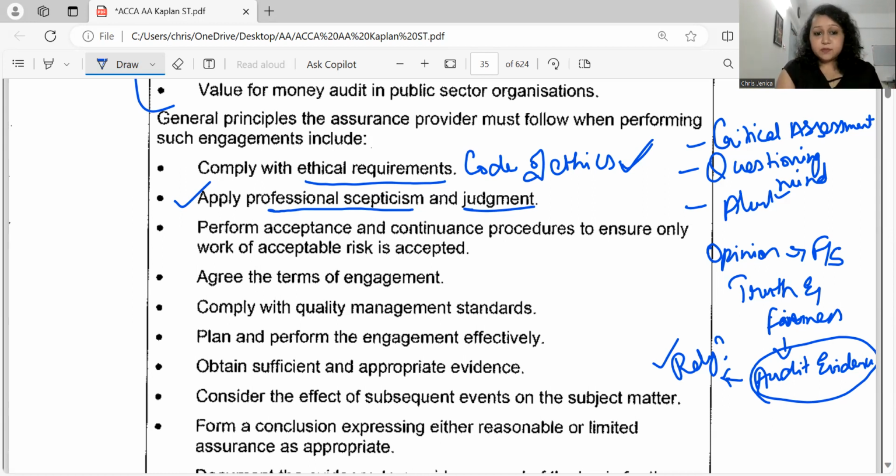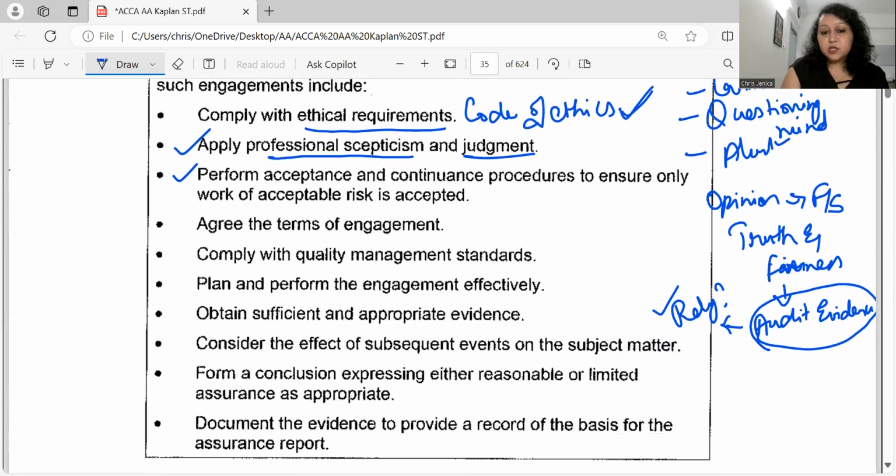Then other things will be, you will be performing acceptance and continuance procedures. I'll be discussing this in detail in the next chapter, when we are planning for the audit. You have certain procedures to be followed. When you're getting an audit engagement, you cannot just accept it. You have certain procedures to follow. Then once you have accepted the audit engagement, you will have to sign an audit engagement letter. Okay, so you're going to agree to the terms. The client company and the auditor, both will be signing an engagement letter. Okay, then you should make sure you comply with quality management standards while carrying out the audit.